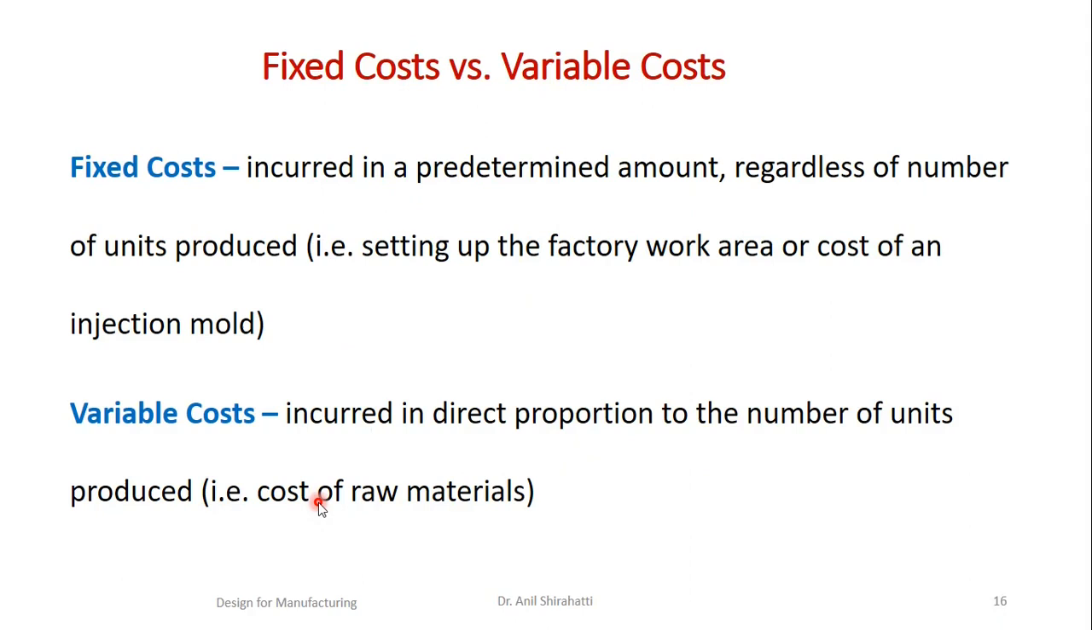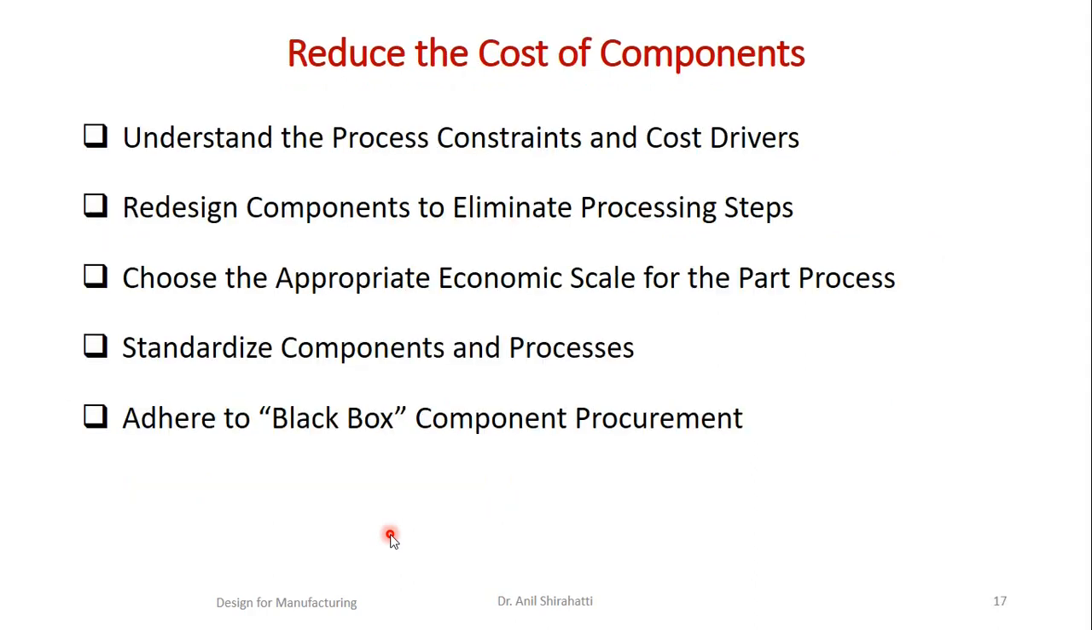Next, when I'm doing the costing of parts, there are two costs: fixed cost and variable cost. Fixed cost is a predetermined amount incurred regardless of the number of units produced, like setting up the factory area, cost of injection mold, machine cost. All this is fixed cost. Variable cost is incurred in direct proportion to the number of units produced. For example, raw material: the more you produce, the more the cost of raw material increases.